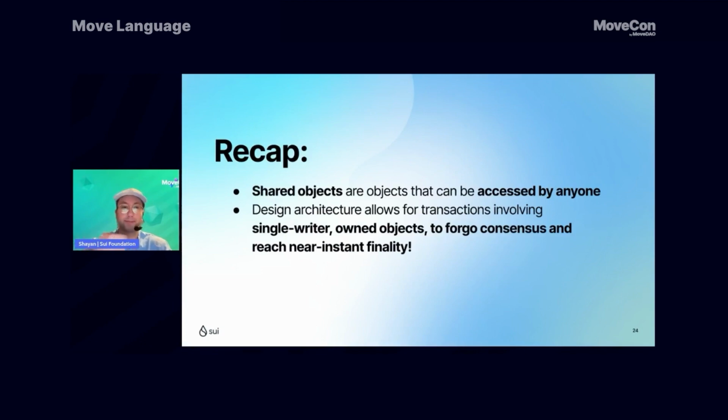To recap, shared objects are objects that can be accessed by anyone, and Sui's design architecture allows for transactions involving single writer-owned objects to forego consensus and reach near instant finality. So because shared objects have to go through consensus and single writer objects don't, Sui is able to reduce latency by being able to have certain transactions forgo consensus altogether.